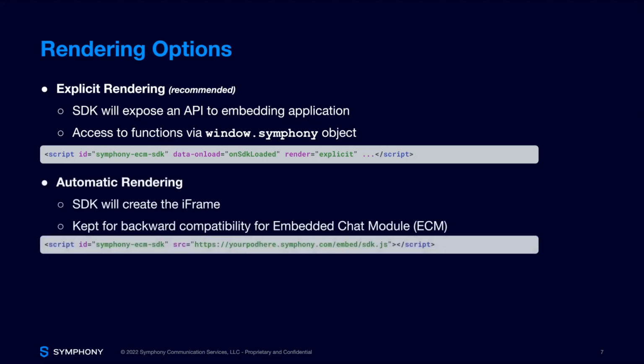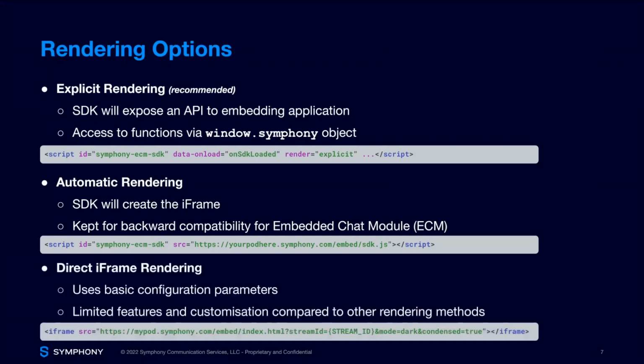We then have automatic rendering. This is where the SDK will create an iframe for you. Developers just need to add the ECP script tag and create a div with the Symphony ECM class so that the script can find it and add the iframe within it. This method is retained for backwards compatibility of our previous version of embedded chat.